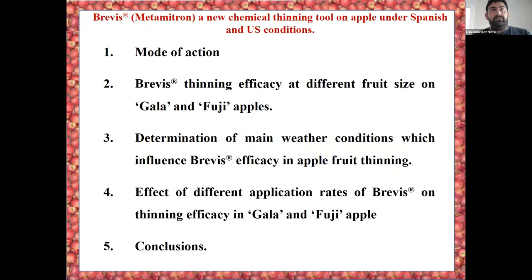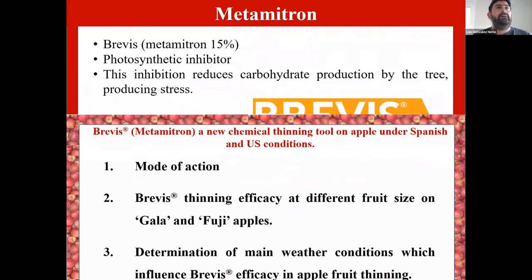My presentation is divided in 4 points. First, I will explain the mode of action. After, I will explain the Brevis efficacy at different fruit sizes, and the determination of other conditions which influence the efficacy of fruit thinning, and the effect of different rates of thinning in Gala, Fuji, and Sweet Tango, and after the conclusion. Okay, I will start.